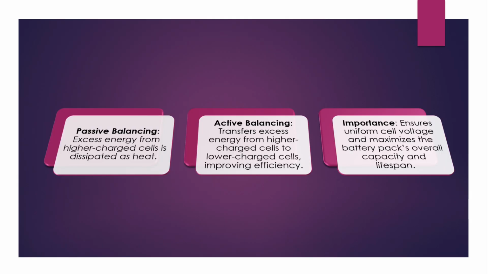Number 1, passive balancing. In passive balancing, excess energy from a higher charge cell is dissipated as heat. And then active balancing. Active balancing transfers excess energy from a higher charge cell to a lower charge cell, improving efficiency. And then its importance: it ensures uniform cell voltage and maximizes the battery pack's overall capacity and lifespan.